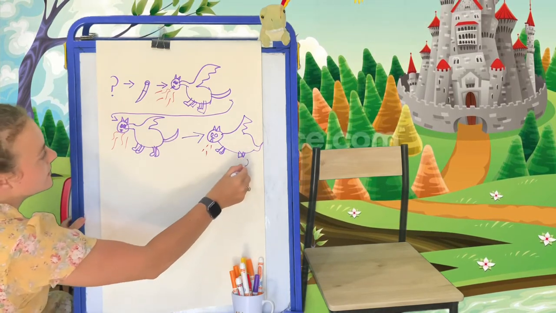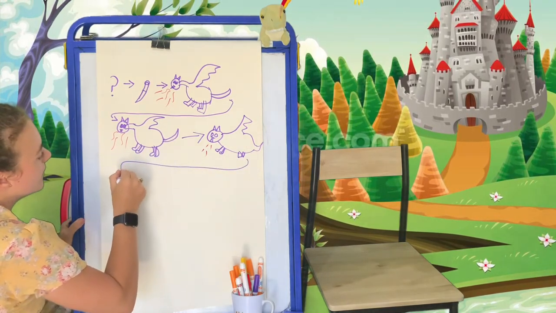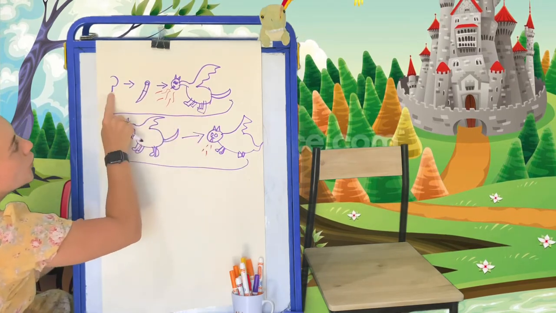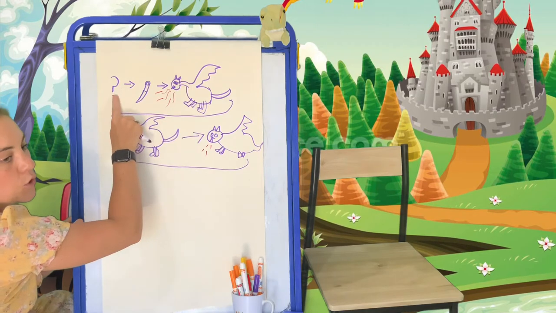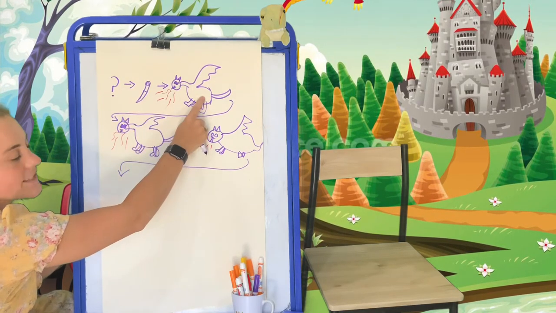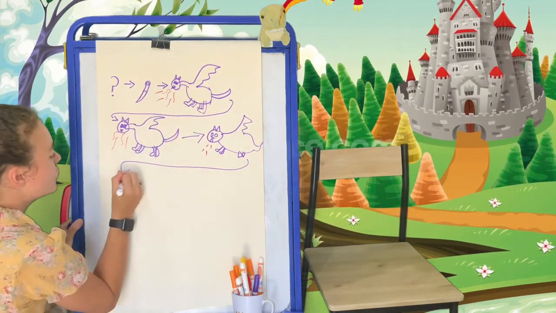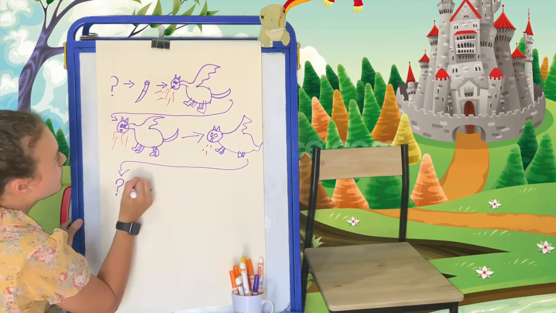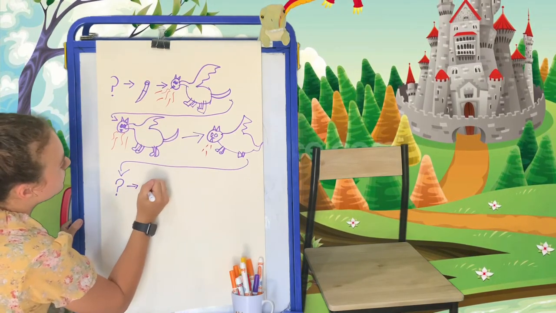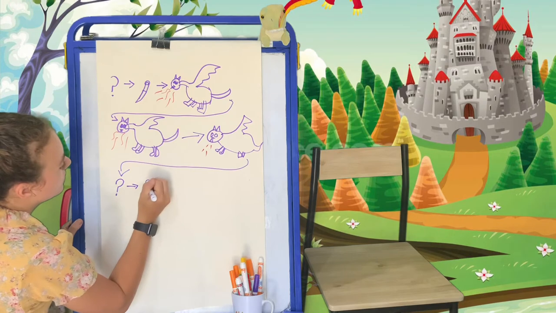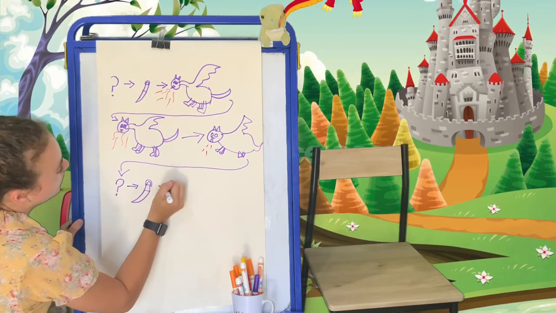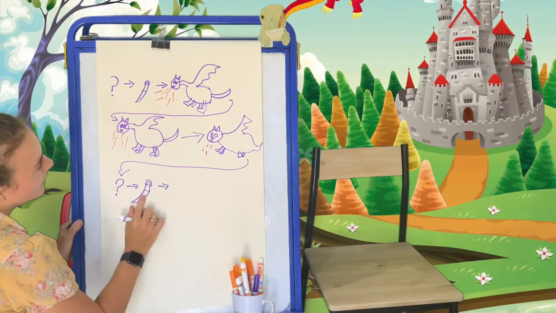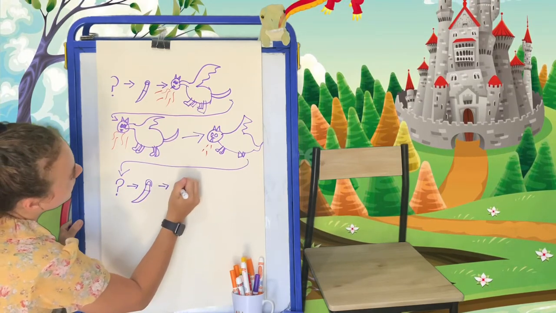Okay, so our next line is the same as the top. Who will fight the fierce dragon? So a question mark, because who's going to fight this fierce dragon? Is it gonna be you? Is it gonna be me?